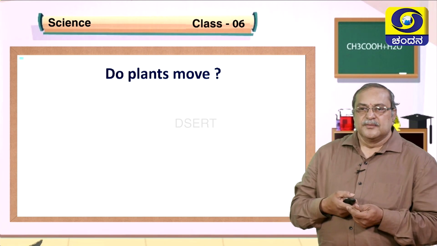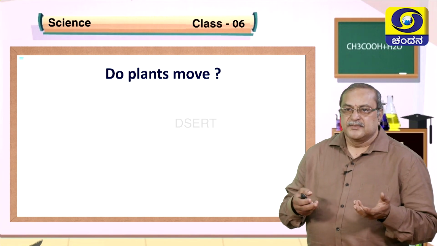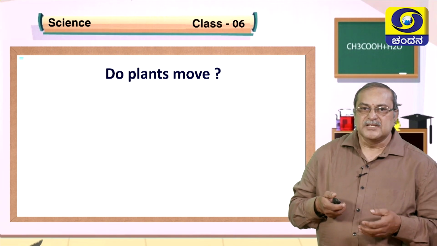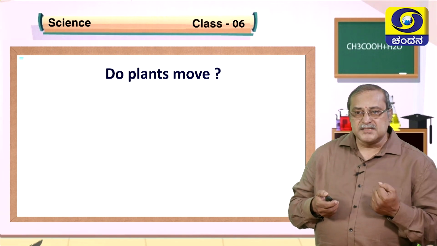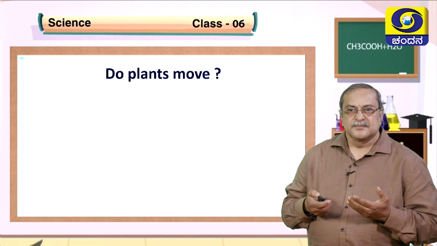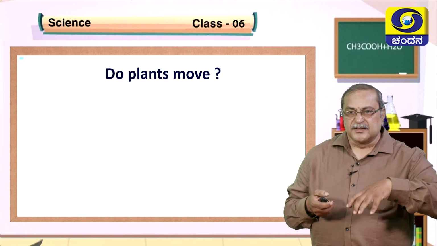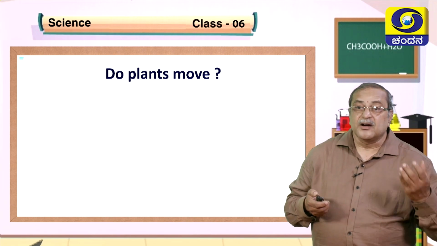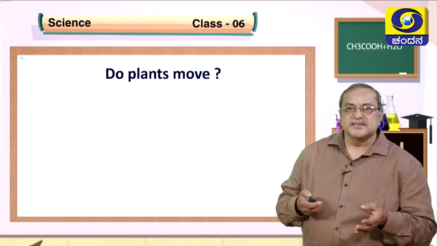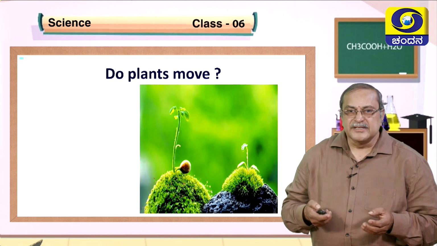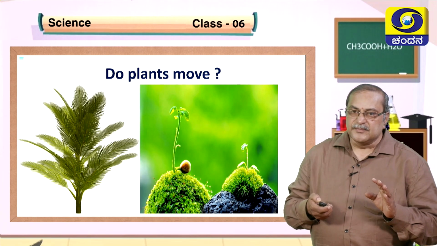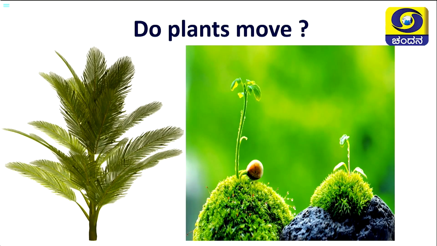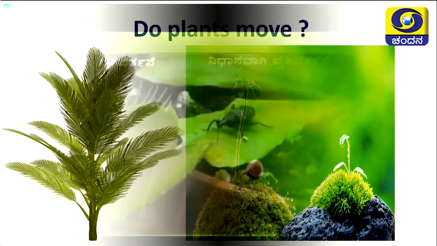Okay, children, animals have legs, and when we want to go from one place to another, we will walk. What about plants? Do they move like this? They are fixed, no? The roots are fixed into the soil, they can't move. But some movements can be seen in the plants also. These are the plants. Do they move? See, they are fixed on the stone, to a particular place. But still we can see some movements in the plants. Let us see what they are.